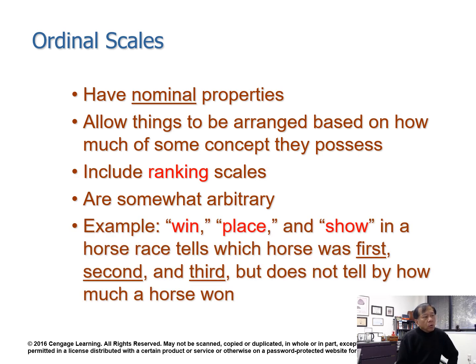For example, win, place, and show in a horse race. In a horse race, it tells which horse was first, second, and third, but does not tell by how much a horse won. It could be won by 2 horse lengths, or half, or minimal, very minimal. Win, place, show.